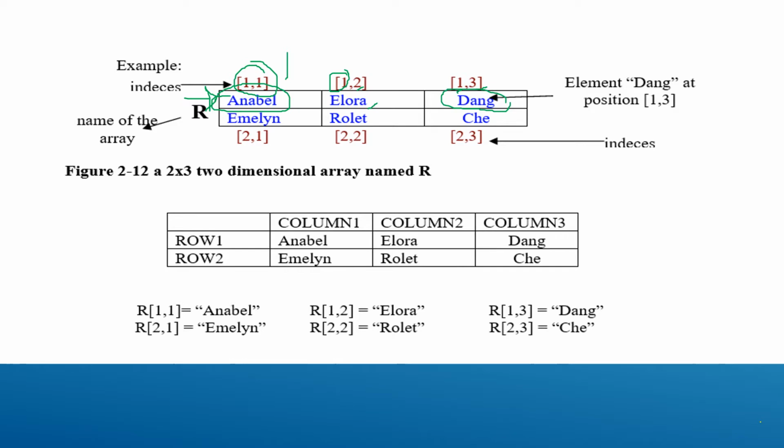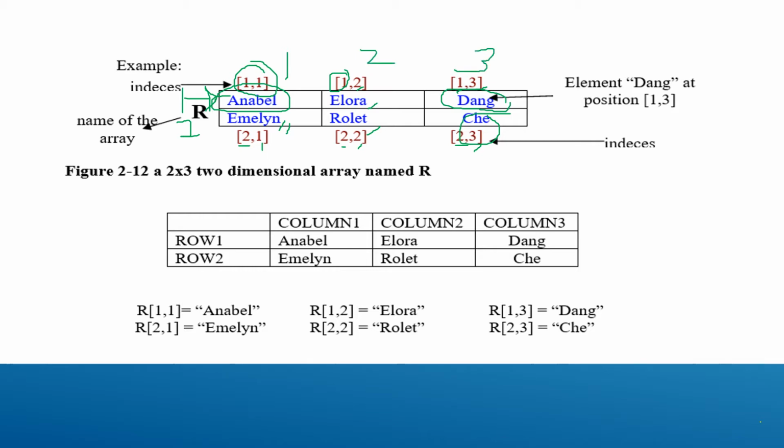And then after this row, the following row, we have row 2. As you have noticed, the first value pertains to the row number, so this is row 2. For each element in row 2, we have to determine what column. At row 2, column 1, we pertain to Emmeline. At row 2, column 2, we pertain to Roulette. And at row 2, same row, but column 3, we pertain to Che. So we have here 2 rows, 1 and 2, and 3 columns, 1, 2, and 3.